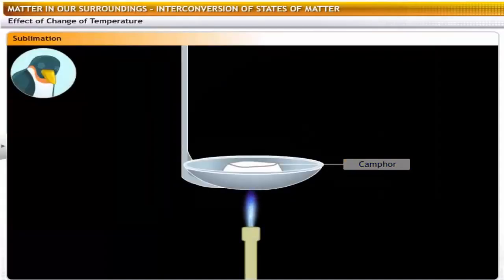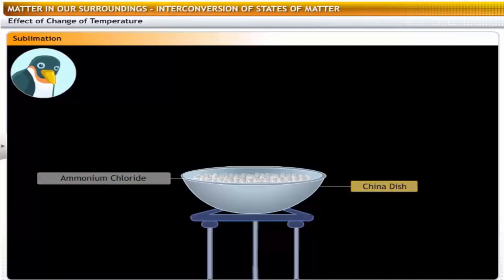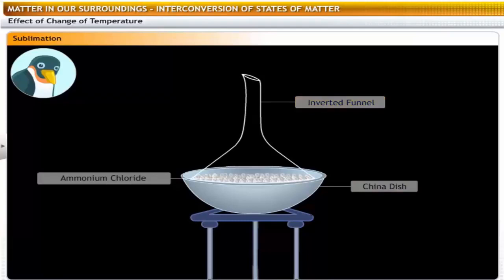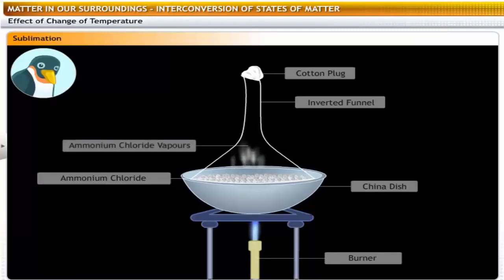Sometimes, a solid directly converts into a gas while heating, without changing into liquid. Let's do an experiment. Take a few ammonium chloride crystals in a china dish. Cover the china dish with an inverted funnel. Then, plug the open end of the funnel with cotton. Slowly heat the ammonium chloride crystals in the china dish. Observe that the solid crystals of ammonium chloride directly change into vapor without changing into liquid.